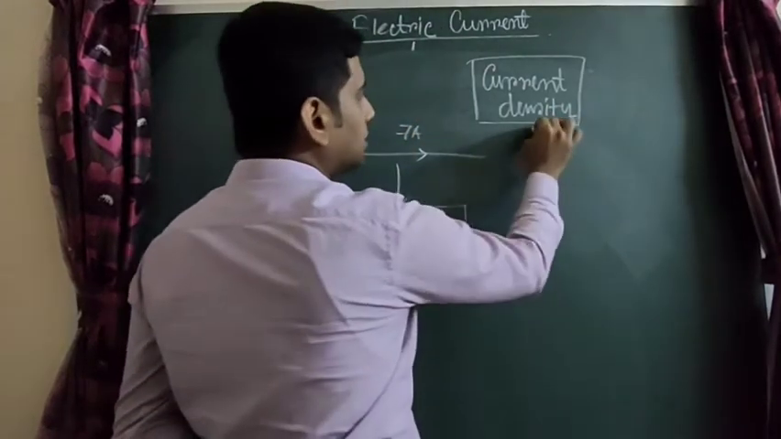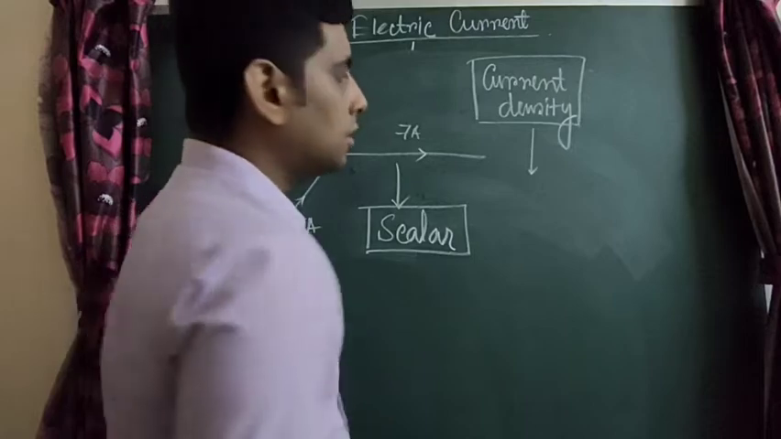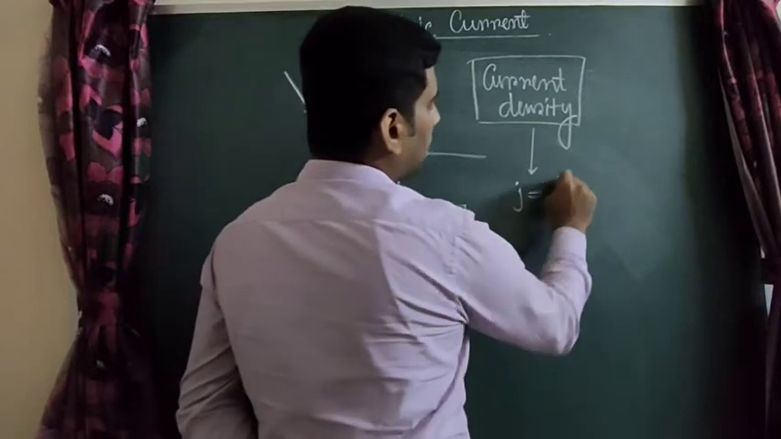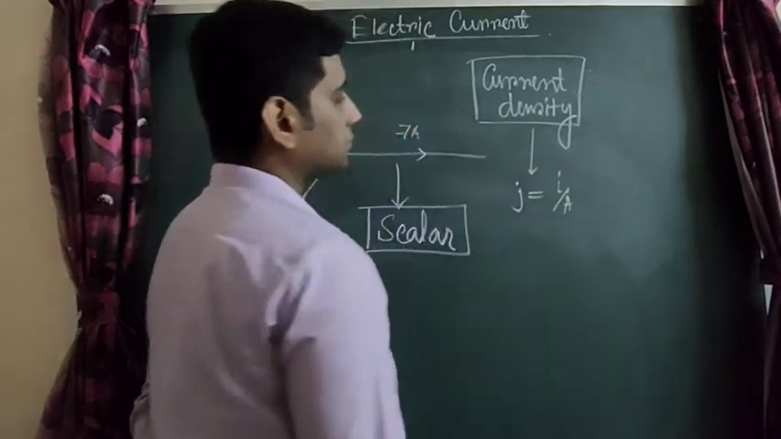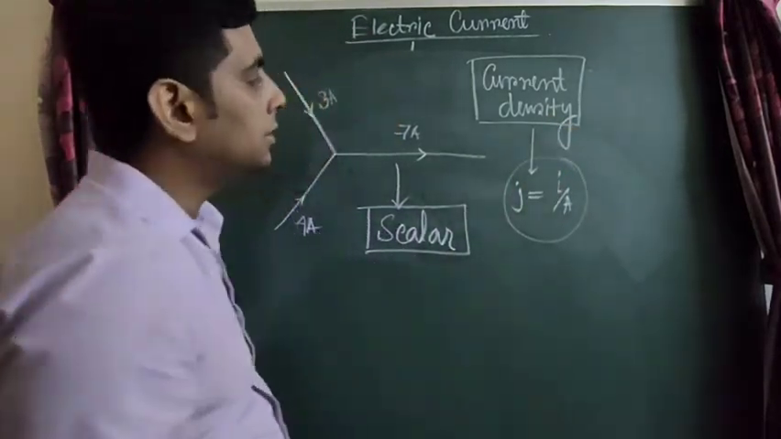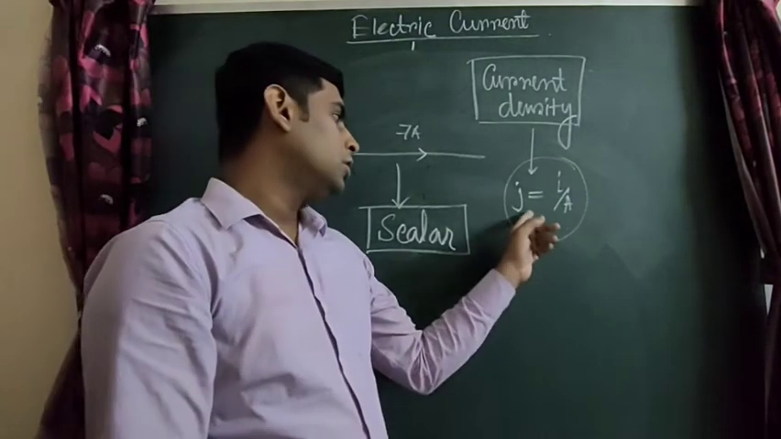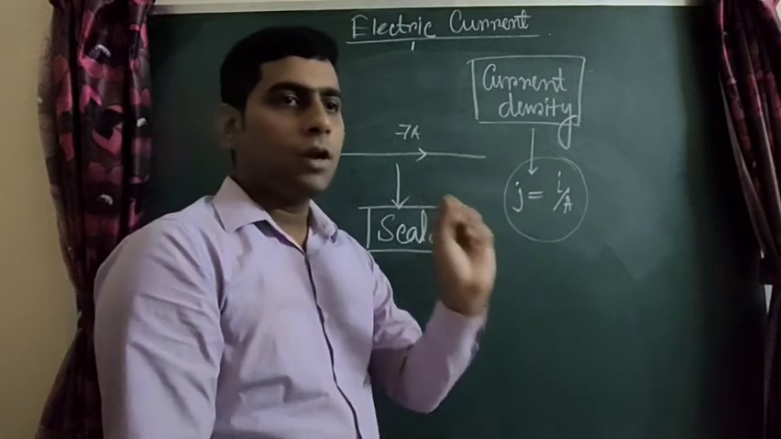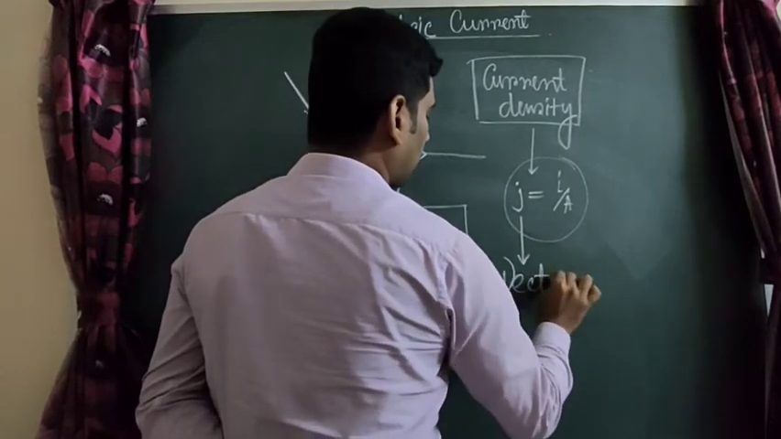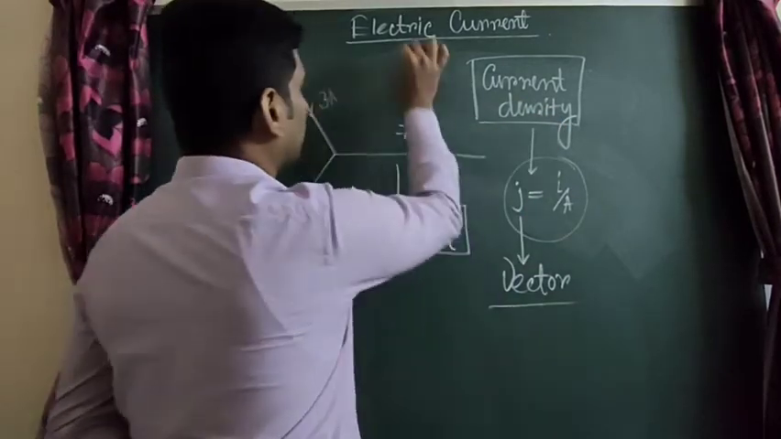What is that? Current density is defined as current flowing through unit cross-sectional area. It is denoted by the symbol small j, equal to I by A, current by area. This current density is not defined through the whole conductor. It is calculated at a particular point inside a conductor. This quantity is a vector quantity. So current is a scalar quantity, but current density is a vector quantity.